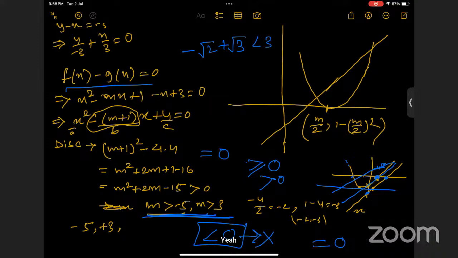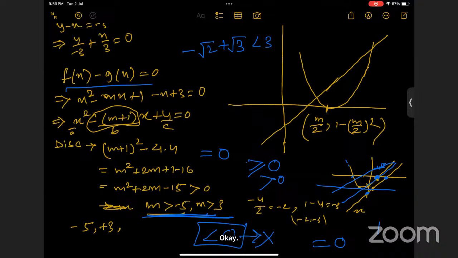Ma'am, in the question it's written if they intersect, then the roller coaster will collapse. So we have to prevent them from intersecting. In this option, they ask that the structure does not collapse. Then the parabola and the line do not intersect, right? Yes, ma'am. They said for the structure not to collapse, the discriminant must be greater than 0, they should not intersect.